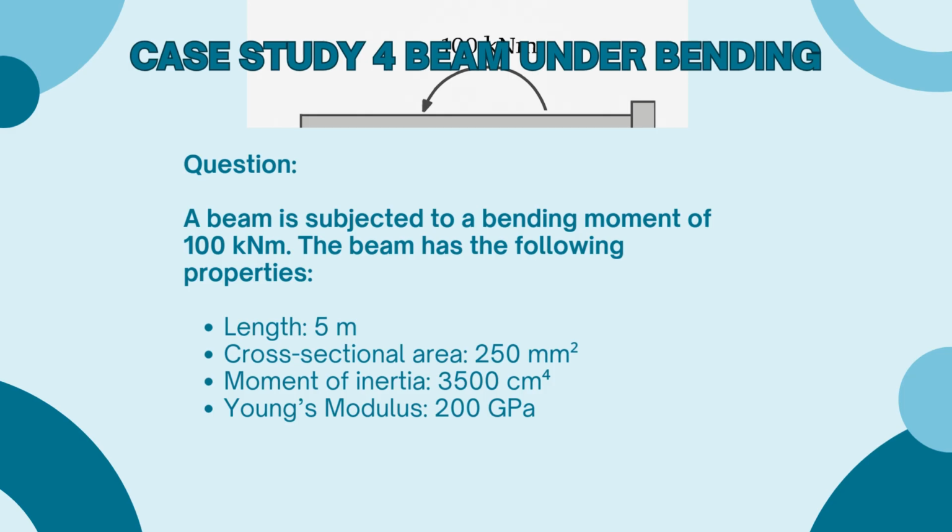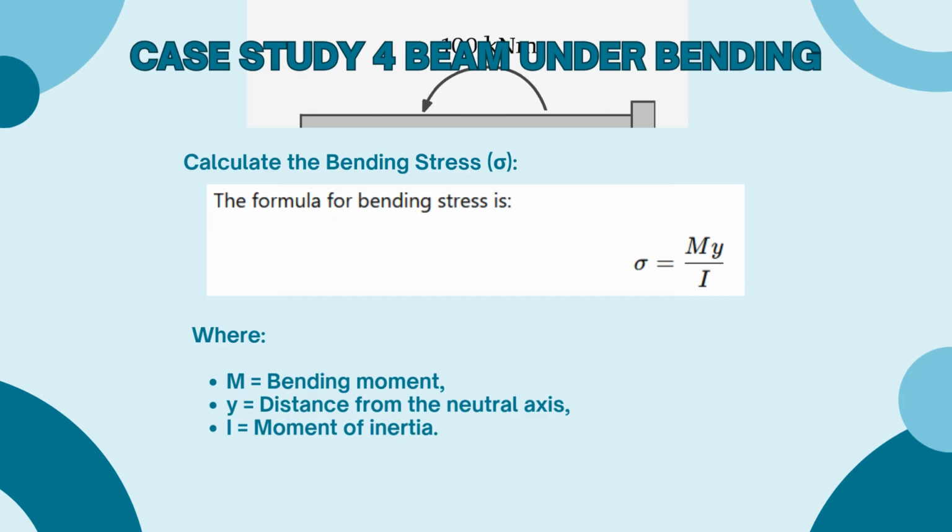Outcome: engineers use this information to ensure the beam's material and dimensions are sufficient to resist bending stresses without causing permanent deformation. Let's now look at the question for the beam under bending case study. We are given a beam subjected to a bending moment of 100 kN, and the beam has the following properties. Length equals 5 meters. Cross-sectional area equals 250 square millimeters. Moment of inertia equals 3,500 centimeters to the power of 4. Young's modulus equals 200 gigapascals.